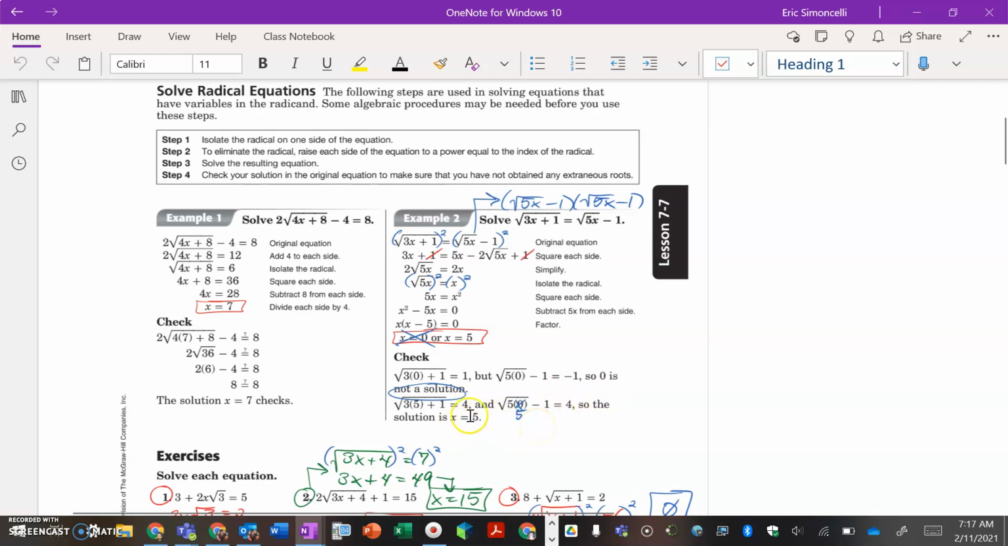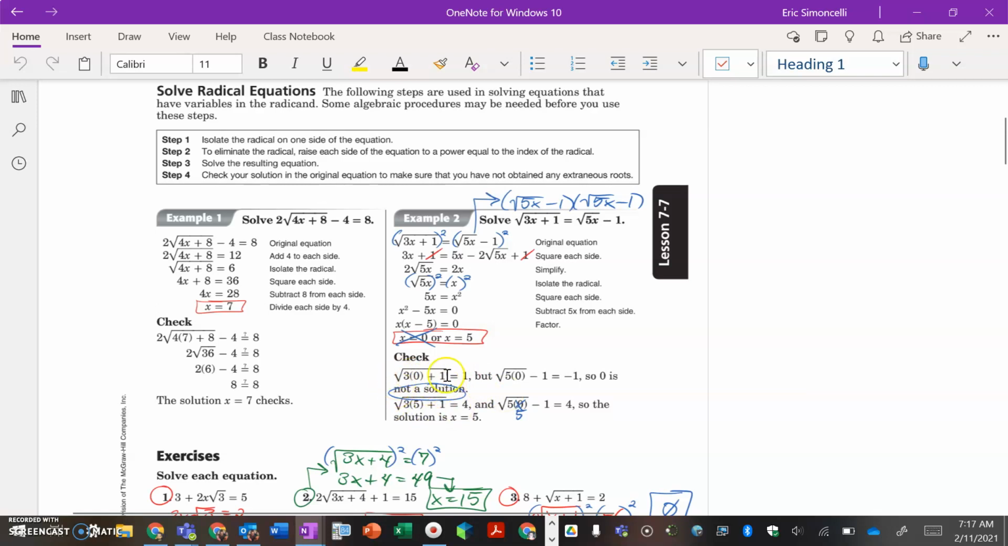5 is a solution. Real quick, there is a little bit of a typo. It looks like here they mistyped 0 as opposed to 5. 0, though, will work out in the last process here of checking. It will work out, I should say, to where it doesn't end up being a solution.